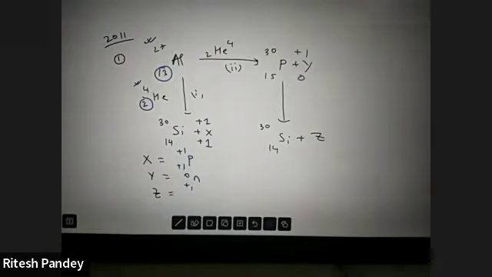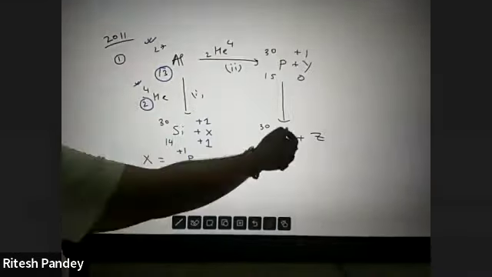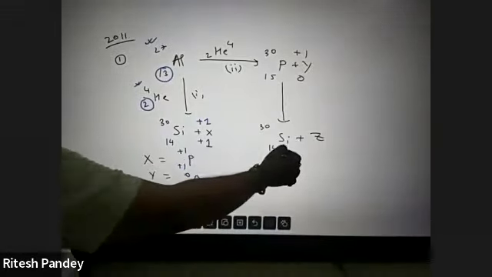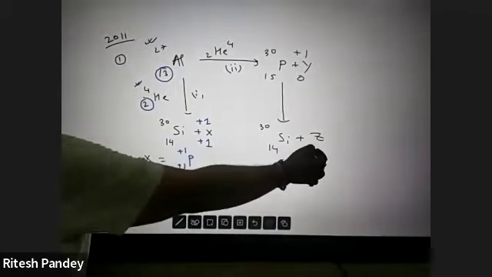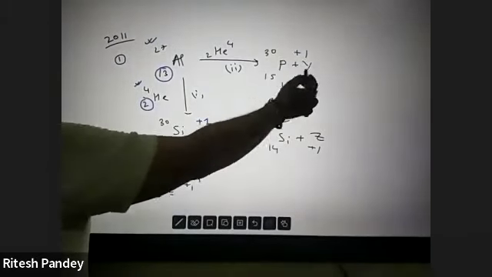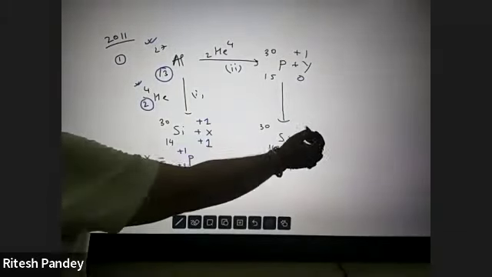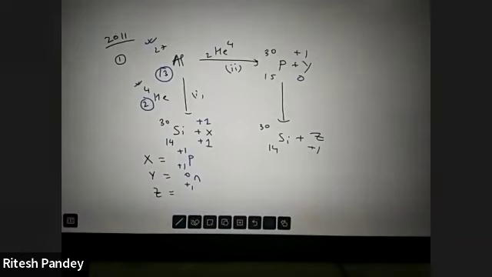Z, which is about equating this particular nuclear change. 14, this is 15 here in the charge column. So this will be plus 1. And 30 plus 1, 31. This will be plus 1. I hope I'm doing it all right.